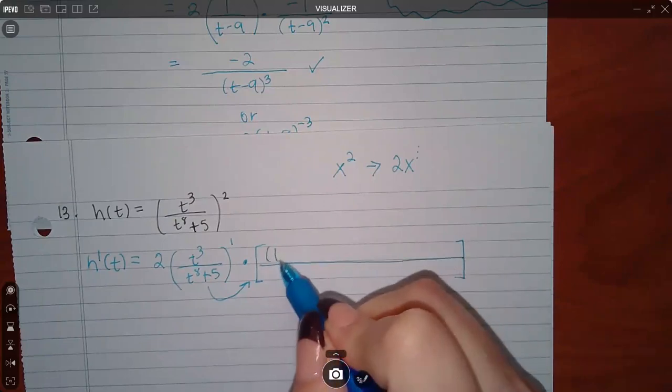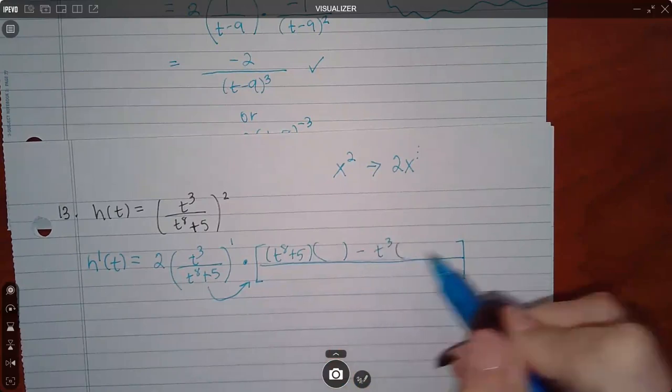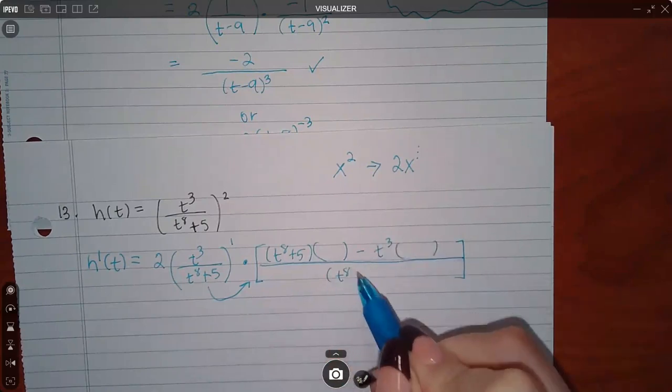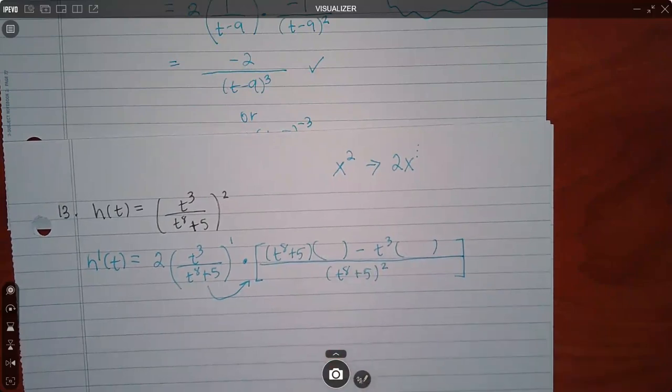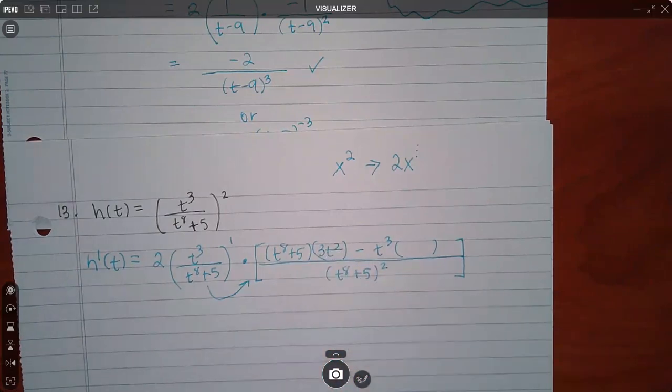So I'm going to do low d high minus high d low over low squared. So low, the first part, and then d high, what is the derivative of this t squared? And then minus pi, but then below. So what's the derivative of the bottom? 8 to the 7th. And then this guy? Pi, and this goes to 0. Good.